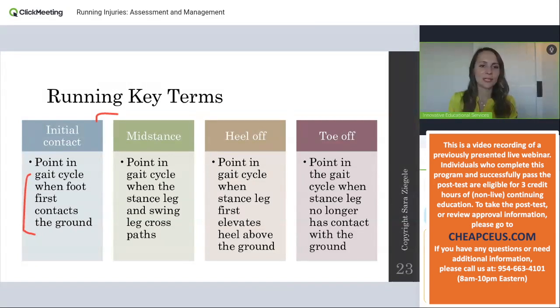Mid stance then is the point in the gait cycle when the two limbs pass each other. So that would be considered mid stance for the limb in contact with the ground. Then we've got heel off, which is the point in the gait cycle when that stance leg first elevates the heel above the ground. And toe off is when that stance leg completely loses contact with the support surface.